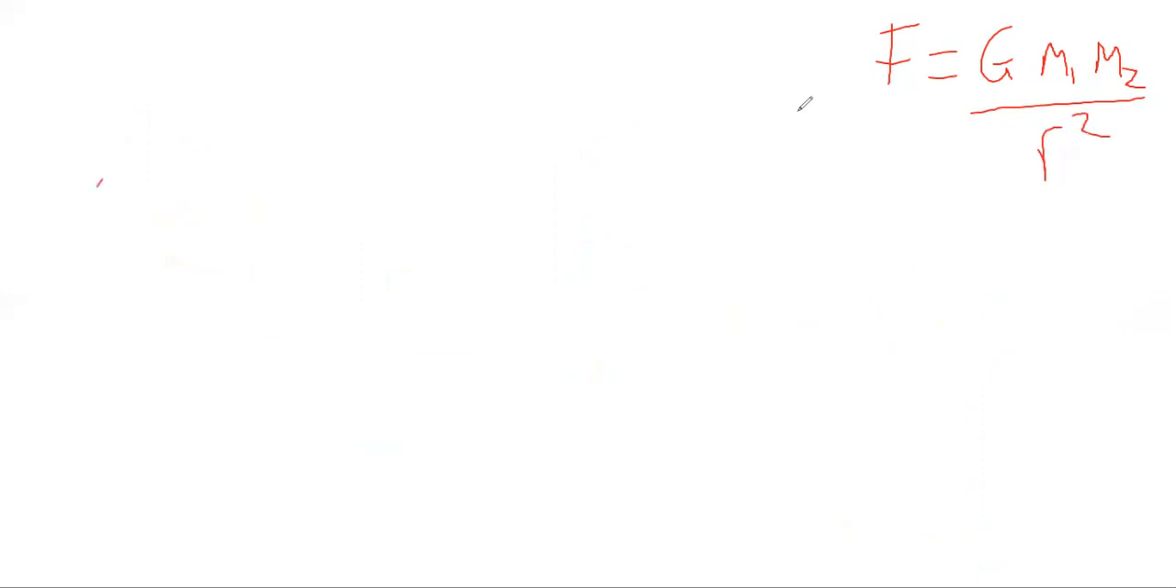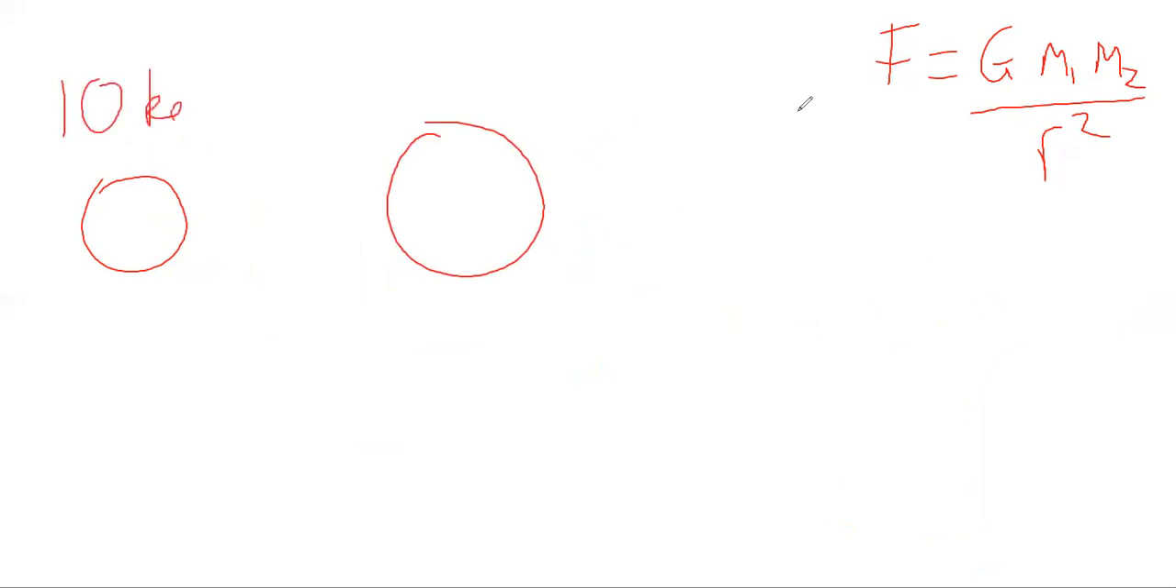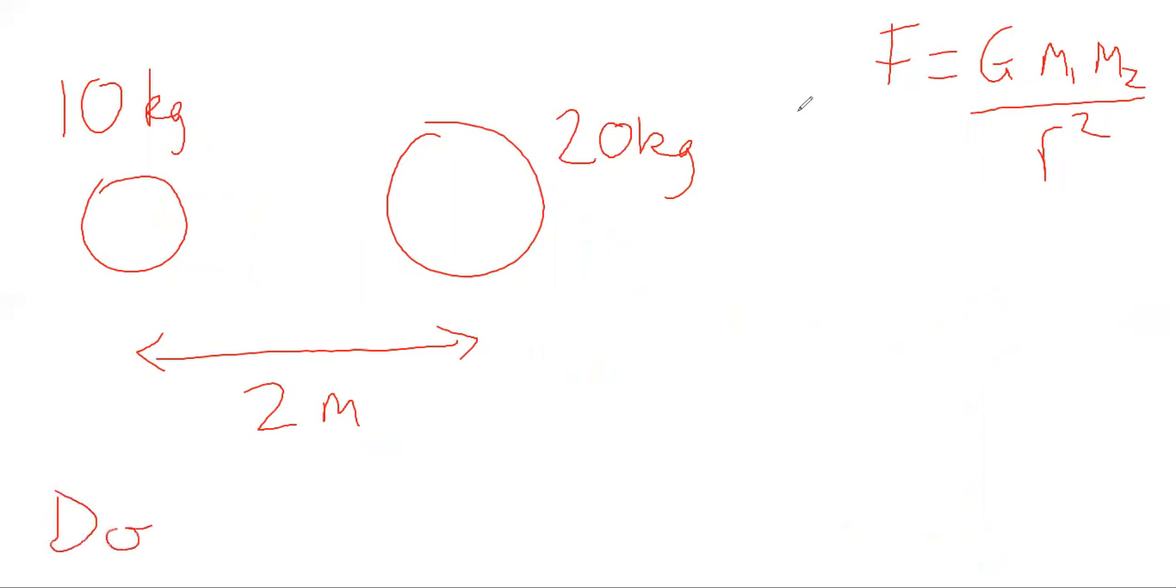So here's our rocks. Now if we double just one of the masses, so now this is 10 kilograms, but this one's now 20 kilograms. But we keep the distance the same. Let's say we keep them 2 meters apart. How would the force attracting those two rocks compare with our previous example? So we've doubled one of the masses.